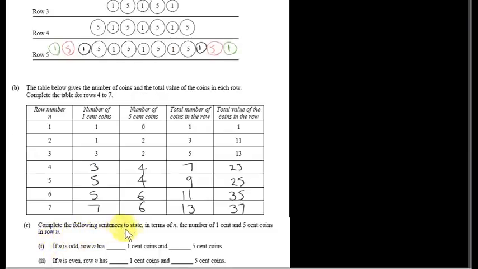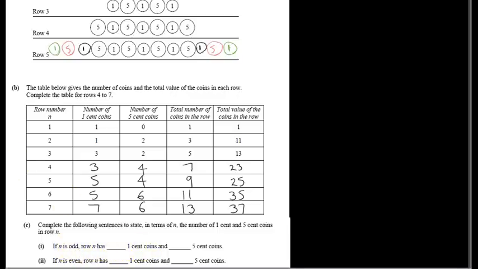Complete the following sentences to state in terms of n. Remember, n is the row number. The number of 1-cent and 5-cent coins in row n. Number 1. If n is odd, row n has how many 1-cent coins?